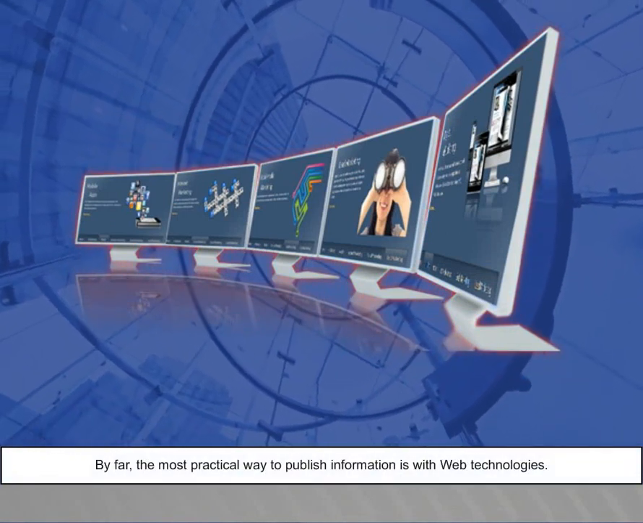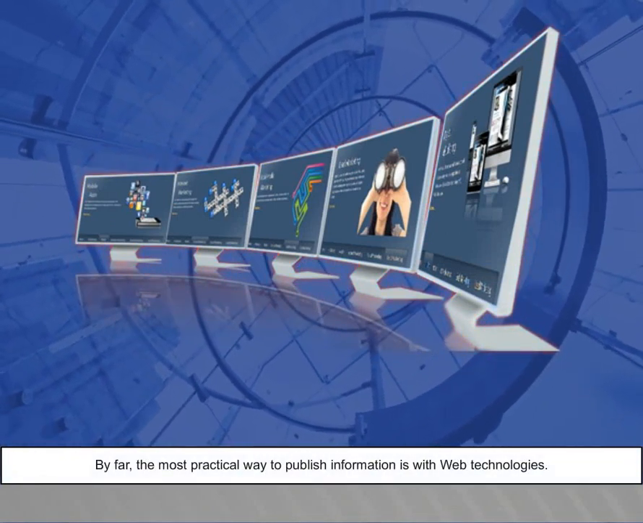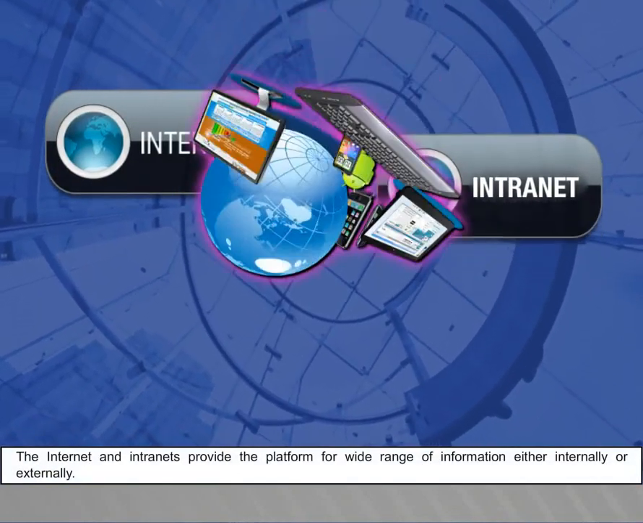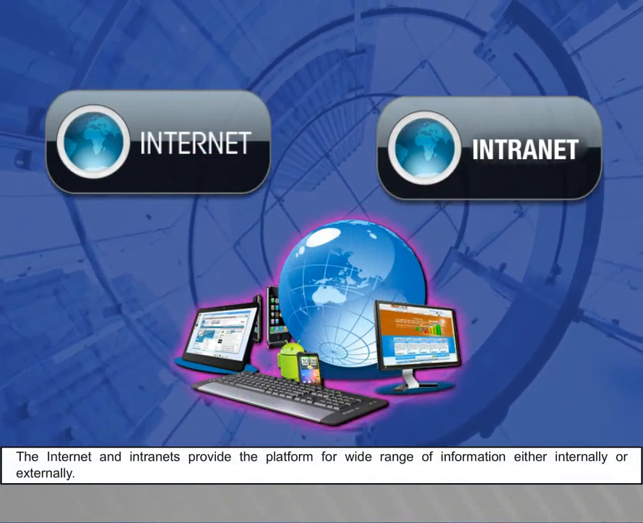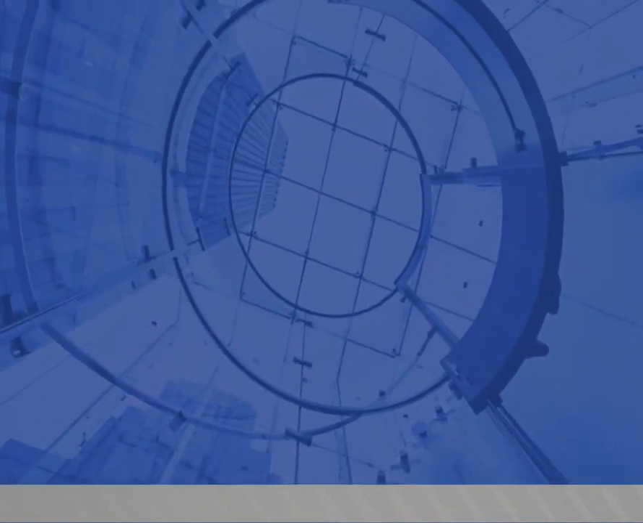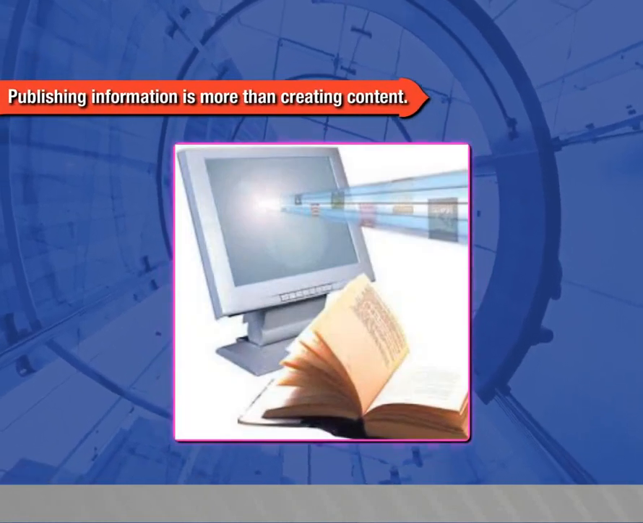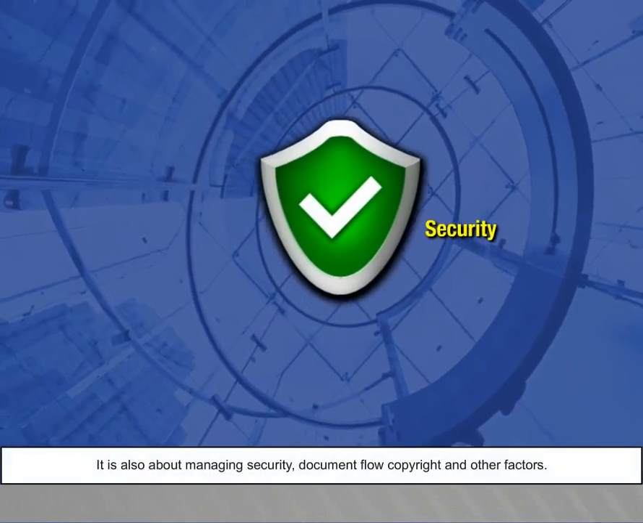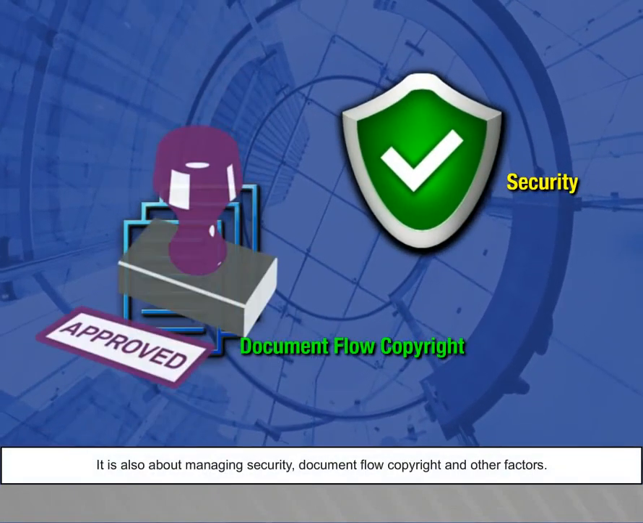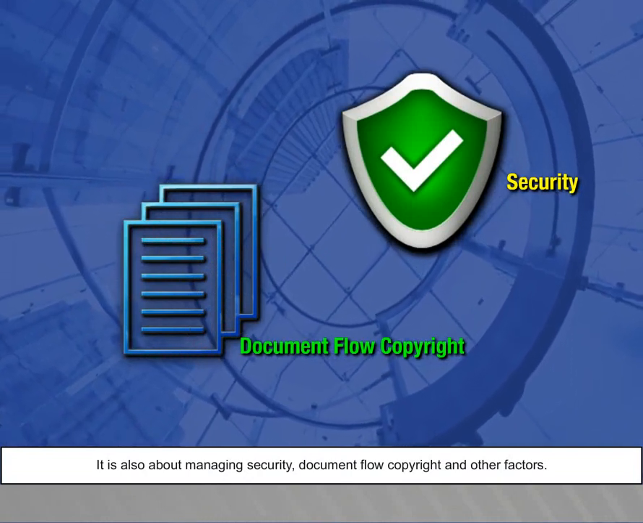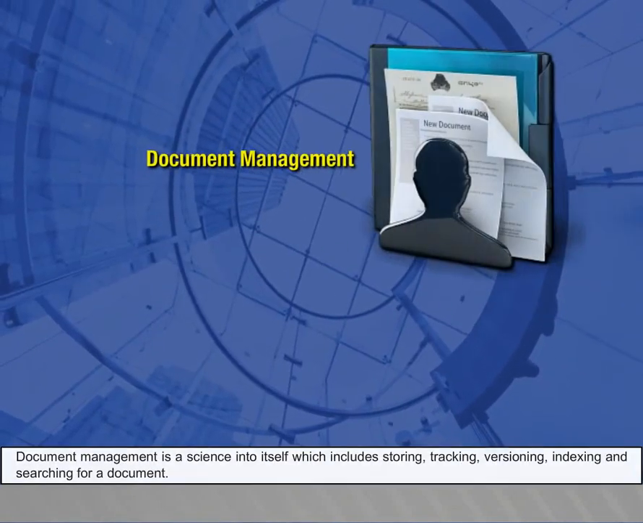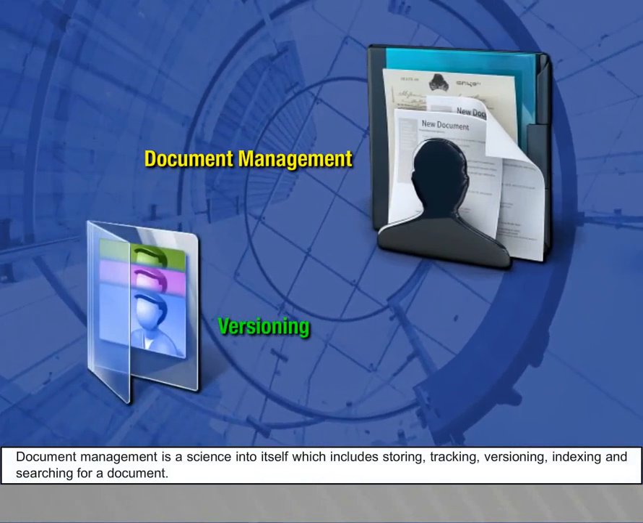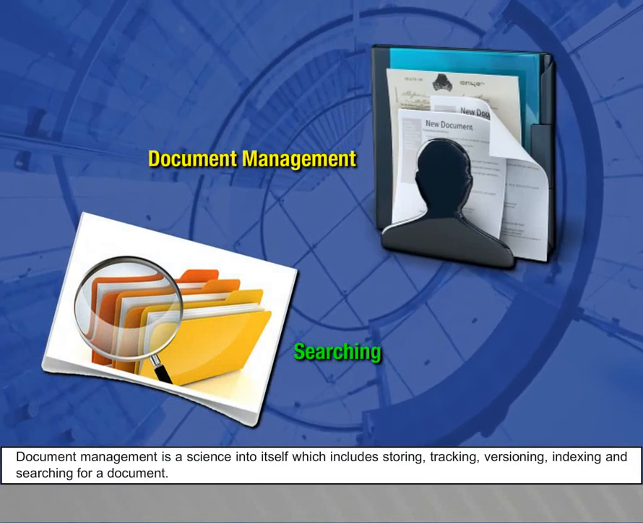By far, the most practical way to publish information is with web technologies. The internet and intranets provide the platform for a wide range of information, either internally or externally. Publishing information is more than creating content. It is also about managing security, document flow, copyright, and other factors. Document management is a science in itself which includes storing, tracking, versioning, indexing, and searching for a document.